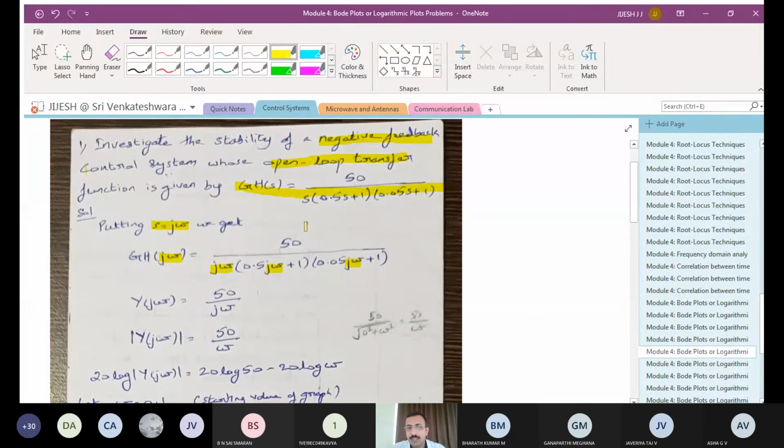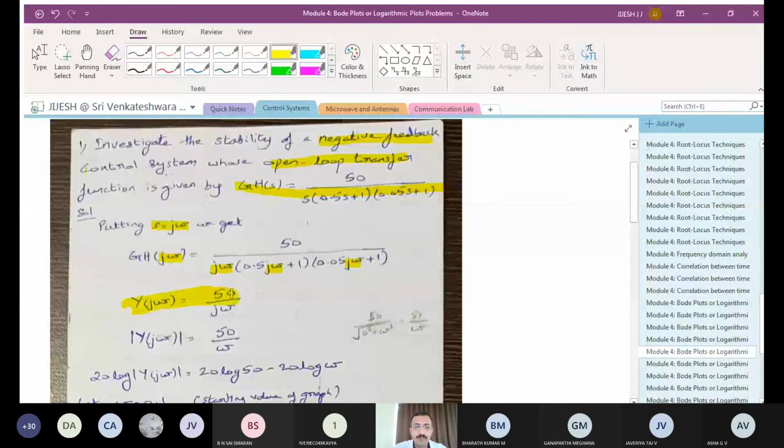I have just substituted S is equal to j omega. As we know, the first term is the S term, that is j omega. What you have to do first is see the poles and zeros at the origin and all those things that we have studied before. For your better understanding, the first term, 50 divided by S, when you substitute j omega, you get G of j omega is equal to 50 divided by j omega.